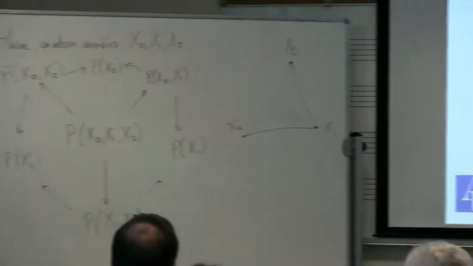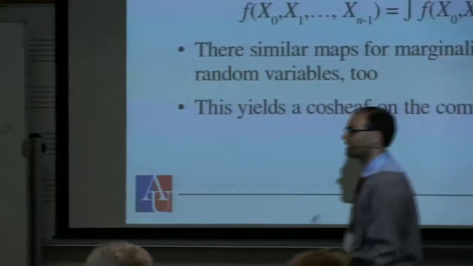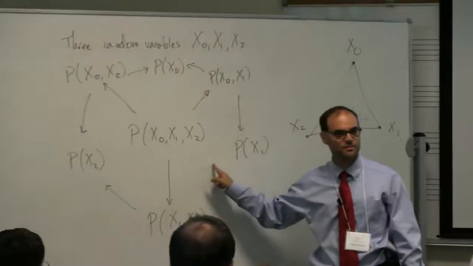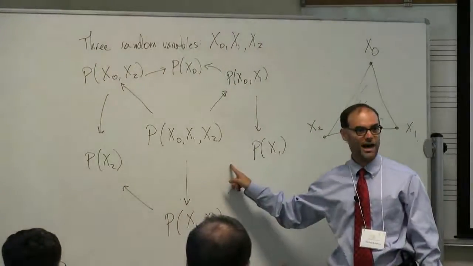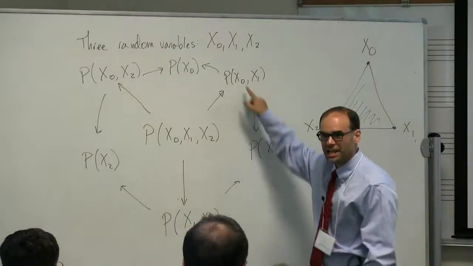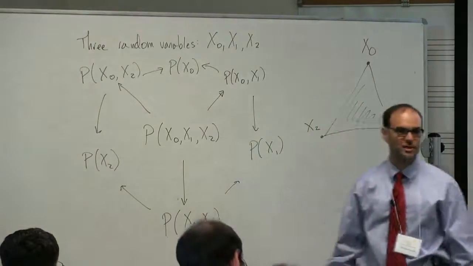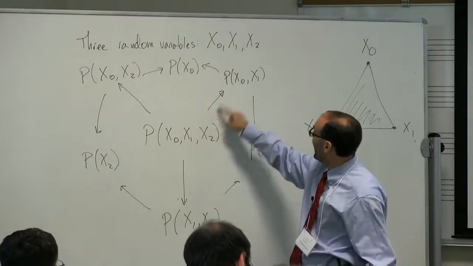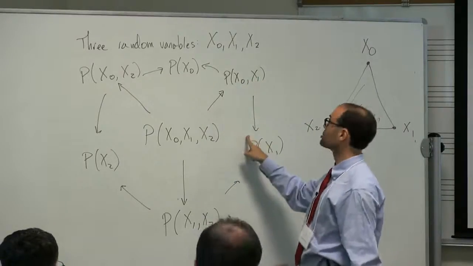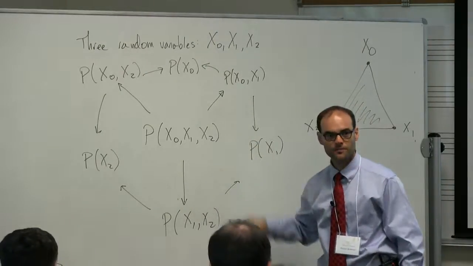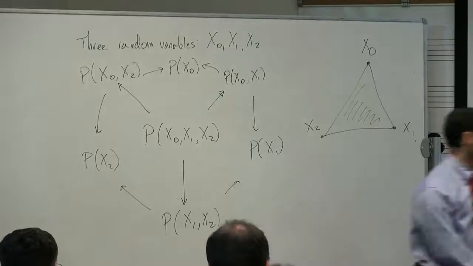Of course, if I've got more random variables, no problem. I just keep building a larger simplex and build this out. Now, does this diagram commute? Yes, why? Famous theorem. Fubini's theorem, that's right. The statement that this diagram commutes is the Fubini theorem. If I integrate out along x2 and then x0, it's the same thing as integrating along x0 then x2. So the Fubini theorem is actually the key thing in proving that this thing really is a co-sheaf.